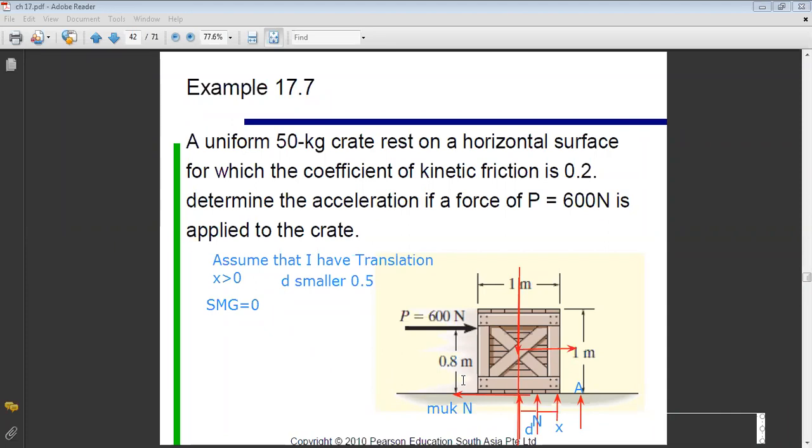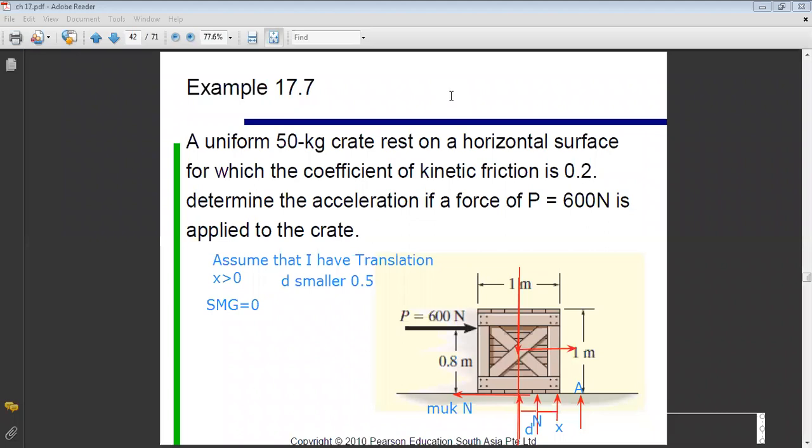Okay. So now, yes? Miss, can you please repeat why normal isn't in the middle? I don't get that part. Okay, Jennifer. Because your condition for translation is that sum of moment about G is 0. So if you look at your figure here, suppose that the normal is at the middle. What will be sum of moment about G? If it's at the middle, the normal cannot produce a moment about G.